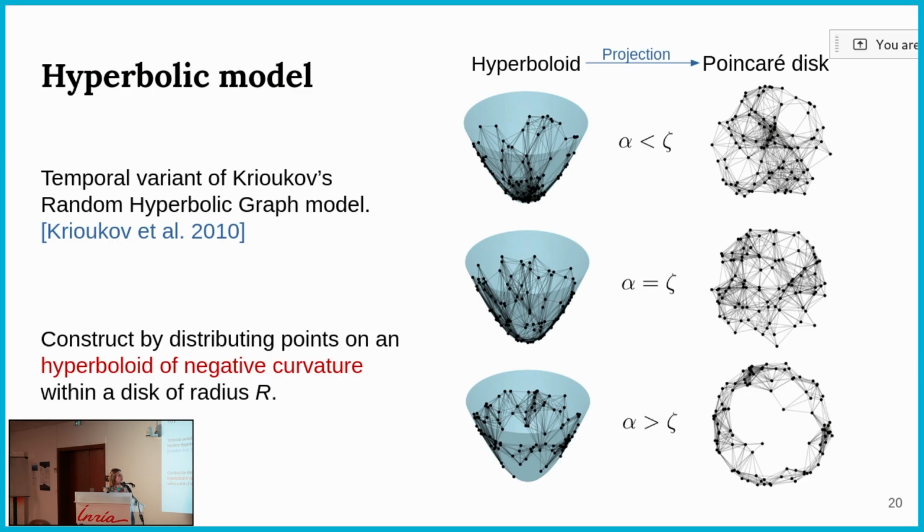In particular, if alpha is less than zeta, we obtain that the points, so the nodes, tend to be near the center of the hyperboloid. If alpha is equal to zeta, then we have a uniform distribution. And if alpha is bigger than zeta, the points tend to be near the border of the disk.